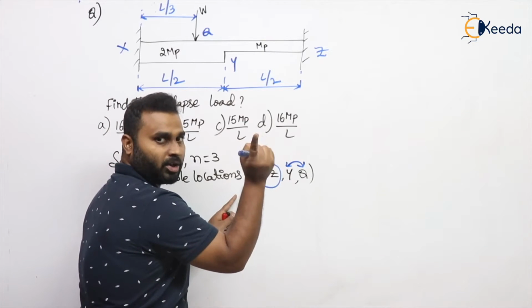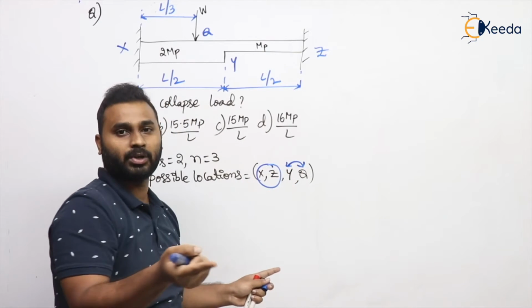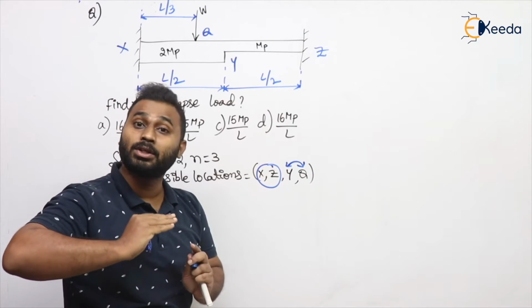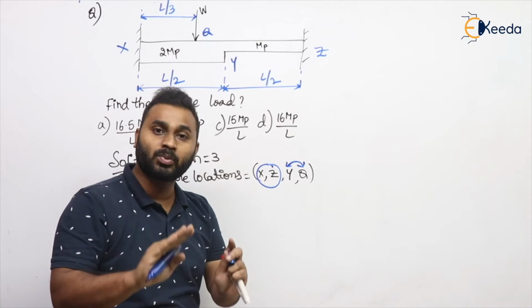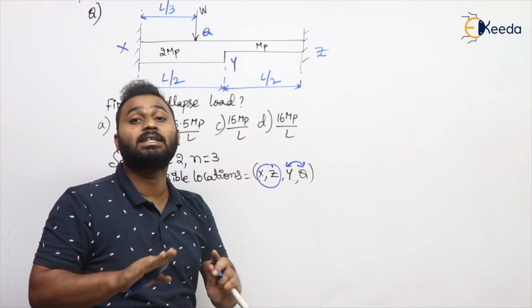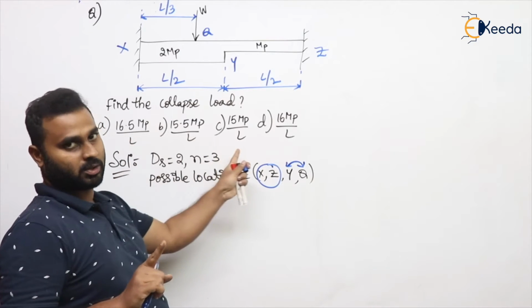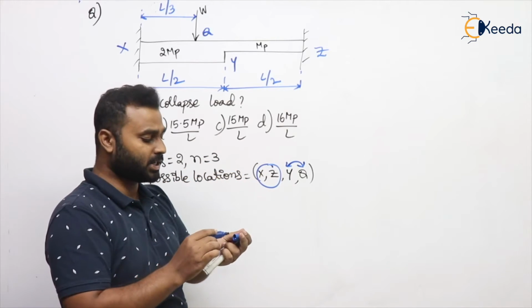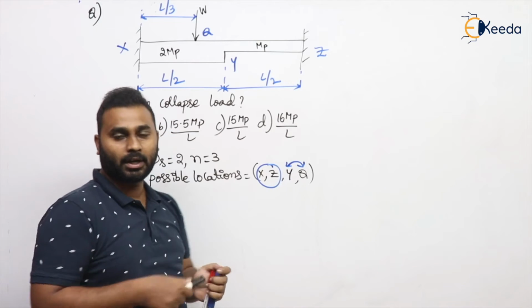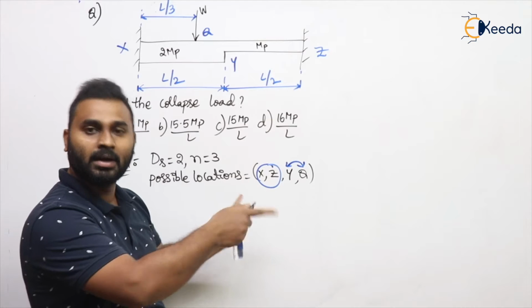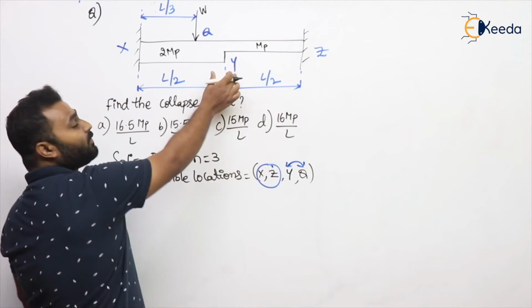X, Z, Y, one possibility. X, Z, Q, other possibility. It means 2 possibilities are there. We have to find out the collapse load in these 2 possibilities, and in whichever possibility the collapse load is minimum, that is considered the true collapse load, and that will be the answer for this question. Of course, options were also mentioned. Clear everyone? Now I'm going to proceed for the procedure for the calculation of the collapse load for the given fixed beam.